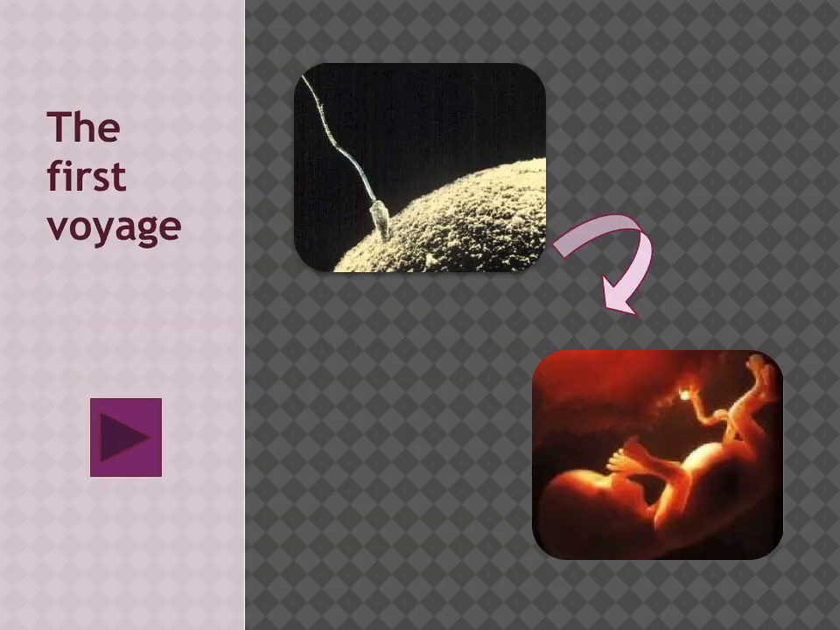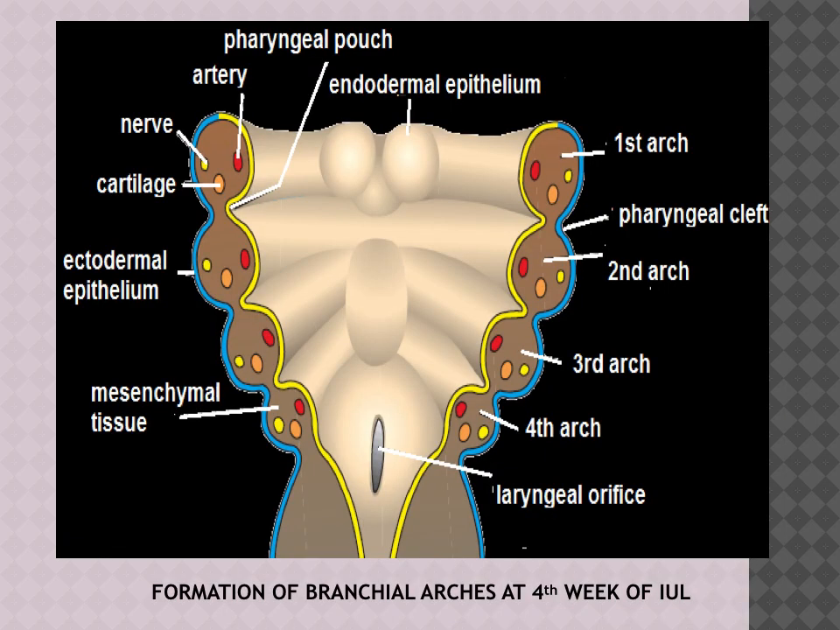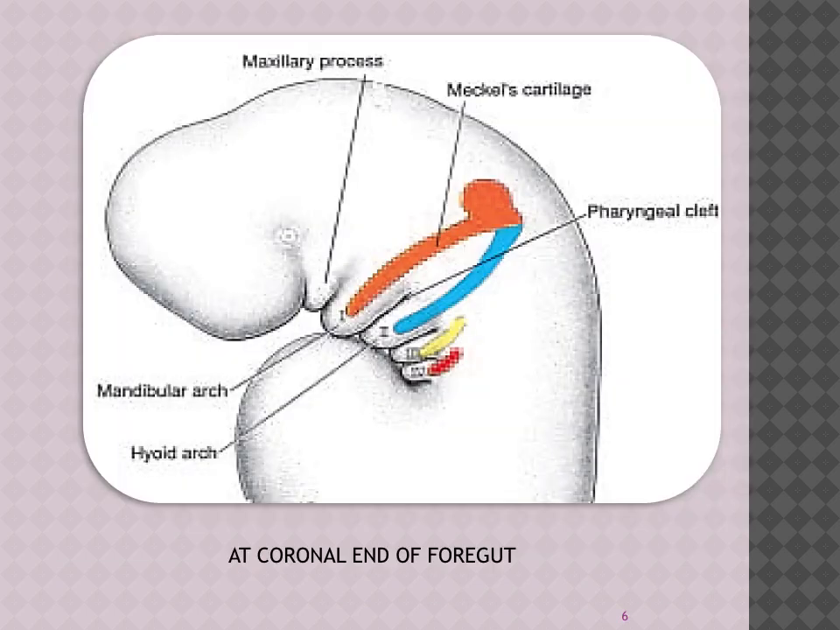So we'll start with the first voyage, that means the step where the sperm and the ova fuse and there is growth of various structures taking place in utero. So this is a picture of what it looks like at the 4th week of intrauterine life. You have the formation of branchial arches. As you can see, each of the branchial arches will consist of its own nerve, cartilage and artery. And it is basically the first branchial arch or the mandibular arch which leads to the formation of face.